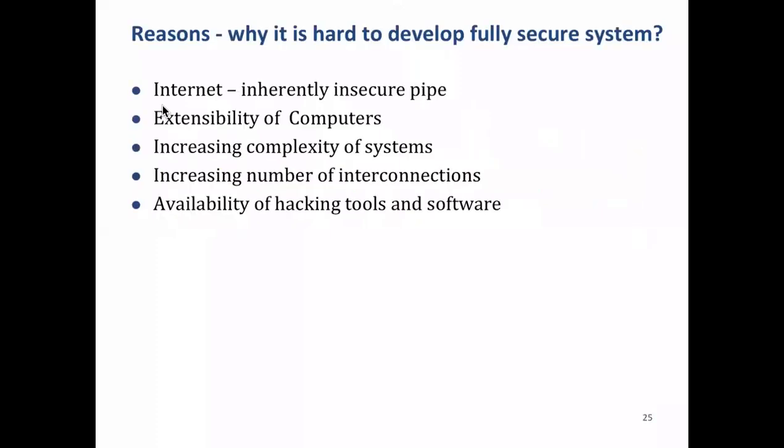Okay, so next is the same thing: why is it difficult to develop a fully secure system? We have already answered these questions. Internet is an absolutely insecure pipe. Basically, when the connection mechanism itself is not very secure, it has a lot of leaks, and anybody can insert whatever they want to, then it's not very secure, right? Nobody stops you from sending a mail to Joe Biden. You can send it to our prime minister also, right? Nobody stops you.